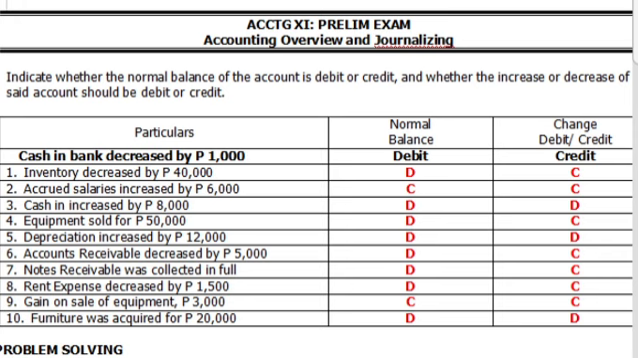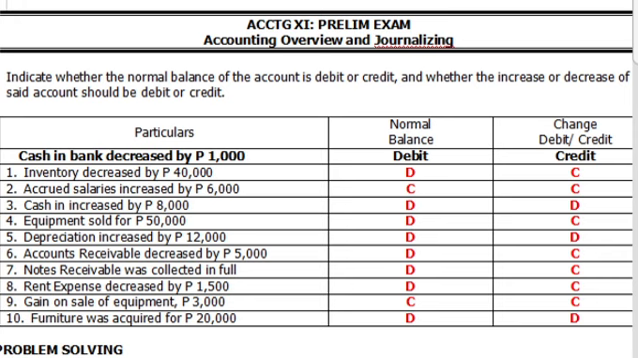10, furniture was acquired for 20,000. So, furniture is an asset account. Therefore, normal balance niya is debit. And in-acquire natin siya. Ibig sabihin, binili natin yung furniture. So, kapag ganun, nag-increase yung ating asset account. Therefore, yung change natin is debit.